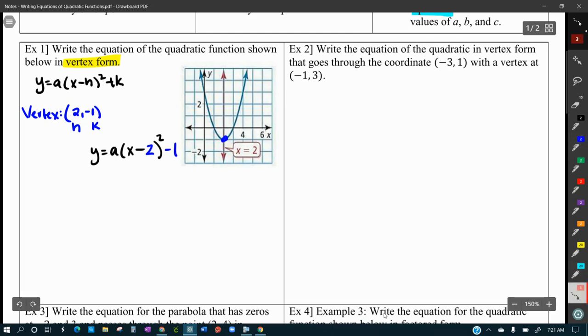However, I'm missing this a value. I don't know what this is. This could be a 1, it could be a 2, it could be a 7. I have no idea. So what we need is another coordinate, x and y, to help us solve for a, to figure out what this is.